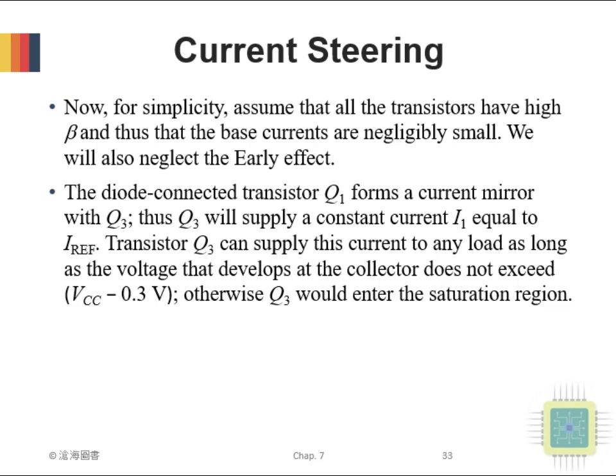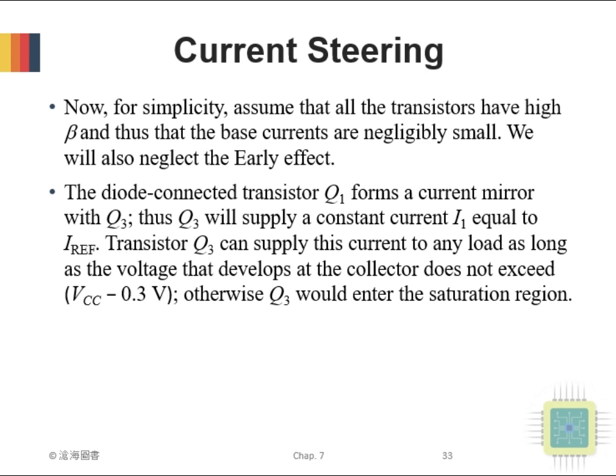Now, for simplicity, assume that all the transistors have high beta, and thus that the base currents are negligibly small. We will also neglect the Early effect. The diode-connected transistor Q1 forms a current mirror with Q3. Thus, Q3 will supply a constant current I1 equal to IREF.